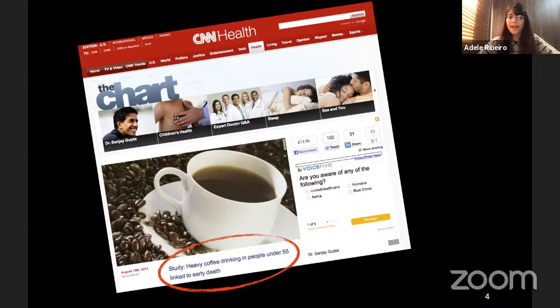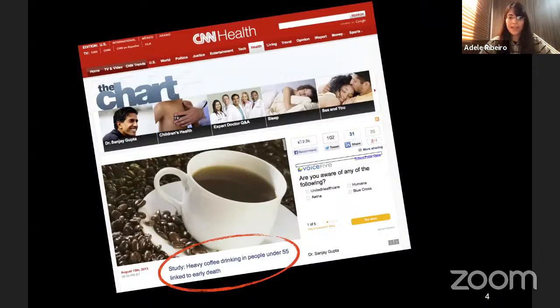But they are kind of shy here. They are using the word "linked" because maybe they are trying to be protected. Maybe they are just using associations to infer causation. So the meaning of the message here is unclear.